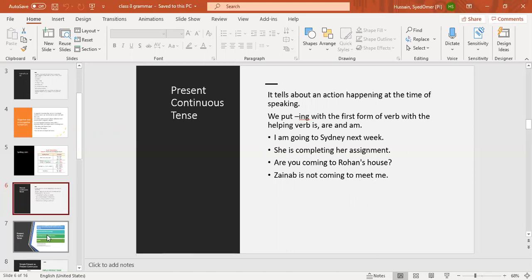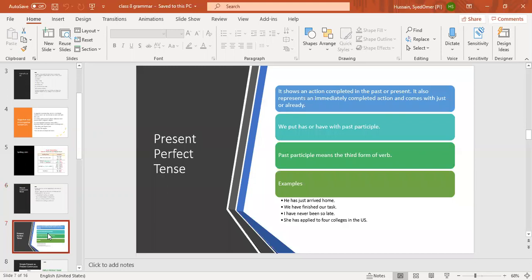Then present perfect. It tells about an action which is completed. I've already done my work. She has not yet arrived. In present perfect tense, again, the helping verb is already in it. So no further helping verb. We put the helping verb has or have. It is a revision.